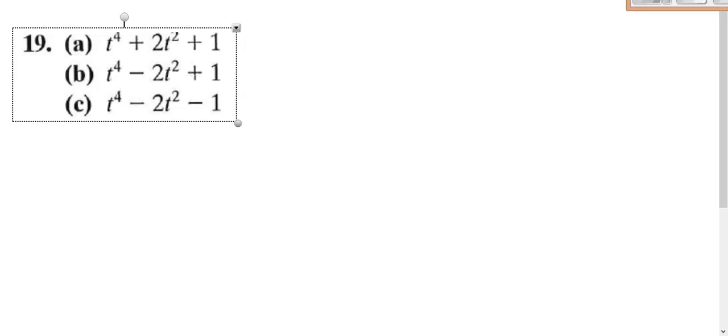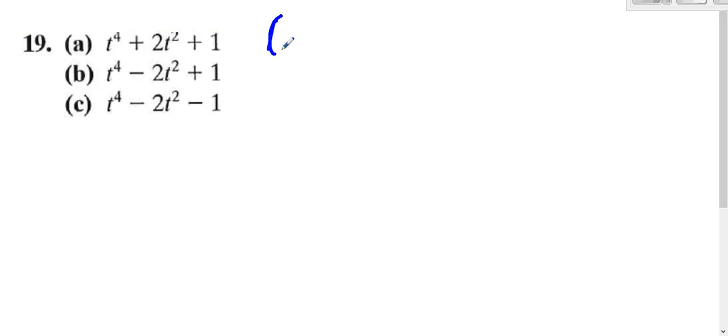Here we've got three terms again. So that's going to be the same type of factoring. There's no leading coefficient, so that's kind of easy. Don't have to do any multiplying or bottoms up. Since it's got a t to the fourth and a t squared, each parenthesis is going to get t squared, because t squared times t squared will be t to the fourth. And then the numbers are going to multiply to be 1, add to be 2. So that's plus 1, plus 1.